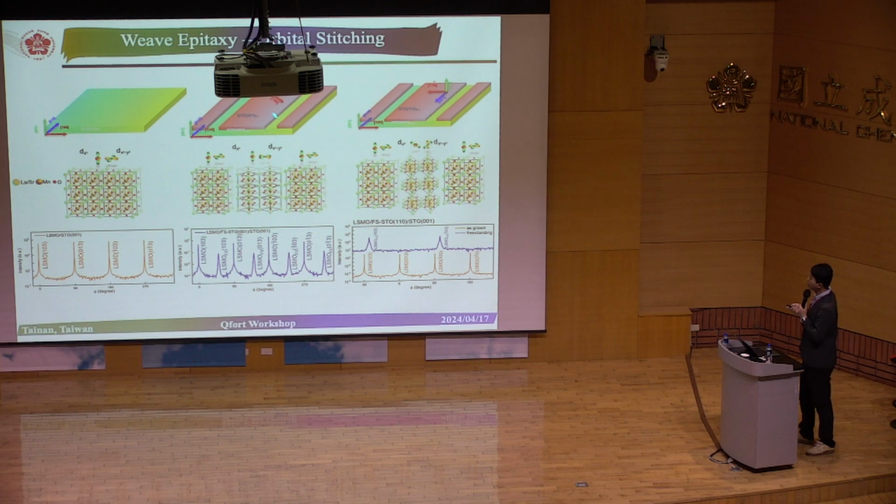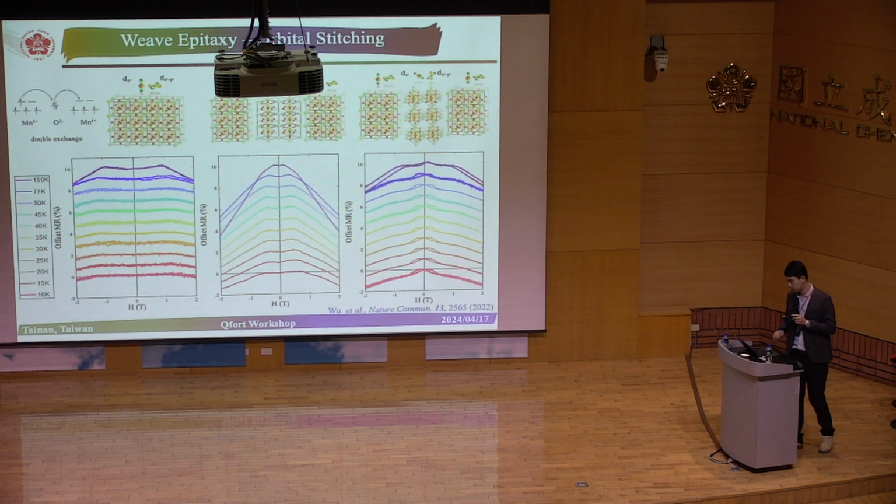In the second sample, in the inner area, we intentionally rotate the film in plane by 45 degrees. You will see that the symmetry along the out-of-plane direction doesn't change, but in plane it does rotate by 45 degrees. For the third sample, we not only rotate in plane by 45 degrees, we also rotate it by 45 degrees along the out-of-plane direction. The schematic is something like this. Again, we use X-ray diffraction to show that this is exactly what is happening in the system.